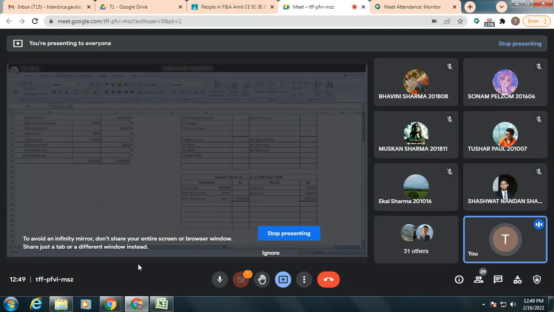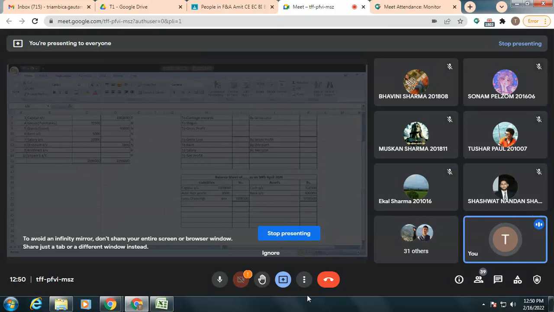Okay. So does everybody get clarity on the difference between profit and loss account and balance sheet, and how we are supposed to prepare it? Yes? Okay. No answers and no questions? You feel you can do it?